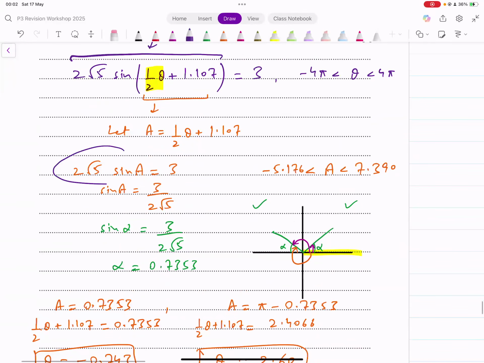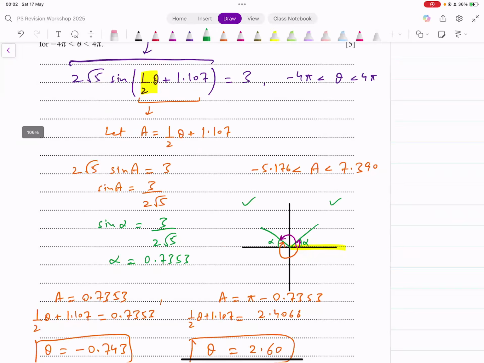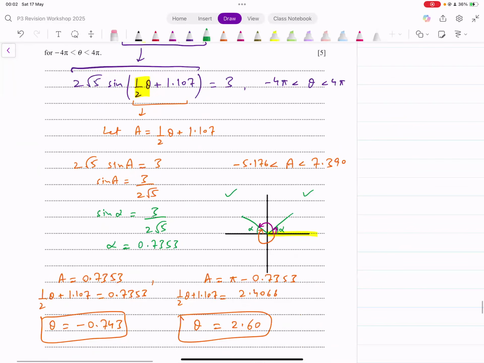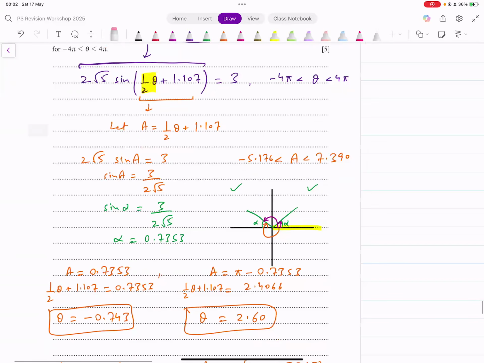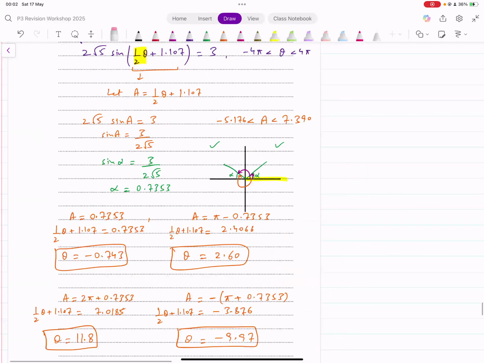And then 2 under root 5 into sine of a, that equals 3. Sine of a equals 3 over 2 under root 5. We find the basic angle. And then we find the values of a from that. A is supposed to be within this interval. Sine is positive, that's the first quadrant or the second quadrant. Now inside this interval, we actually end up getting 4 possible values of a. First quadrant, that's this. Then second quadrant, that's this.